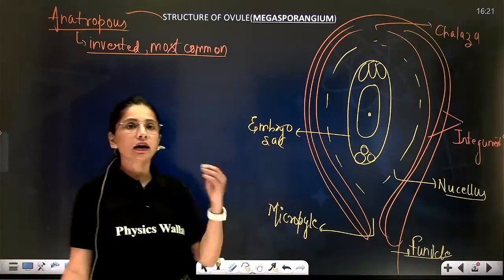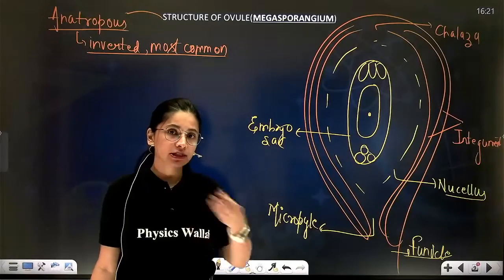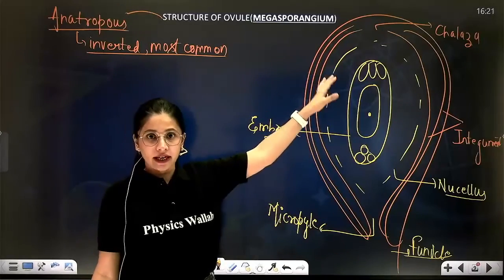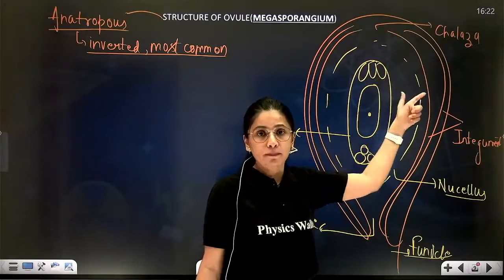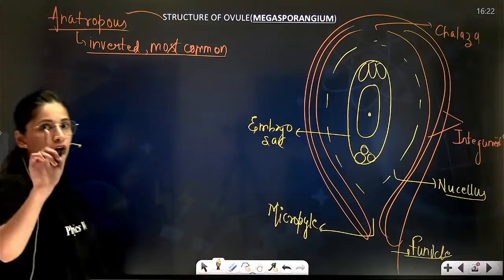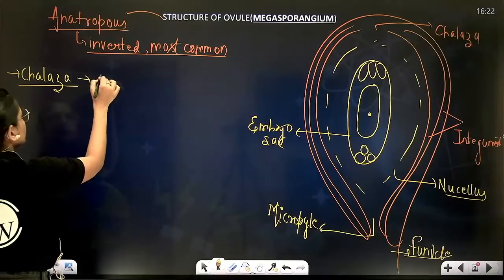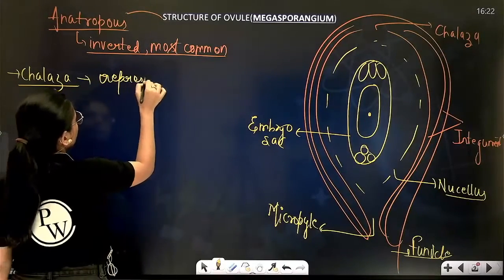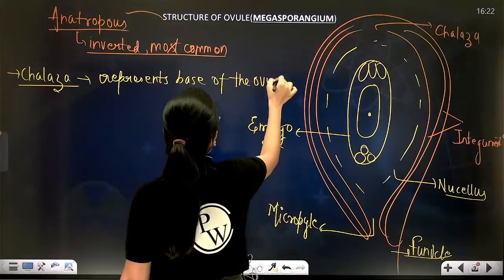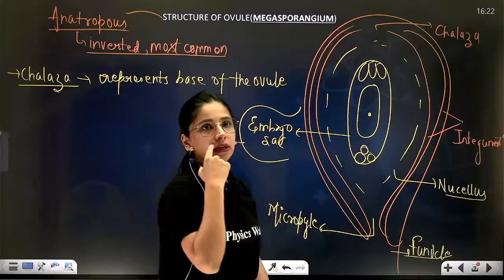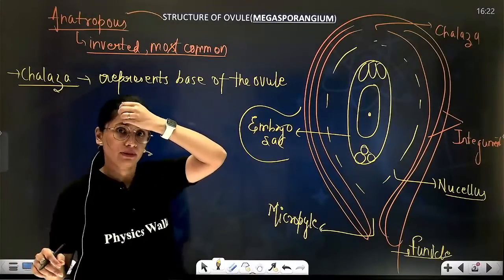So these are the parts of the ovule. Beta, this is an inverted ovule. It means the things which you're seeing below are actually above, and the things which you're seeing above are actually below. That means the chalaza that you see at the top is actually the base of the ovule. So the first part which you should know is chalaza. Chalaza represents, beta, the base of the ovule, which you actually see on the top. Why so? Because this ovule which I have drawn is inverted, anatropous.